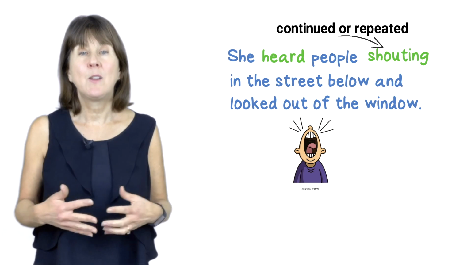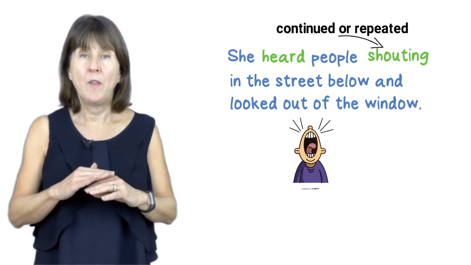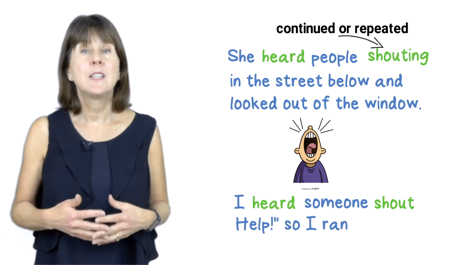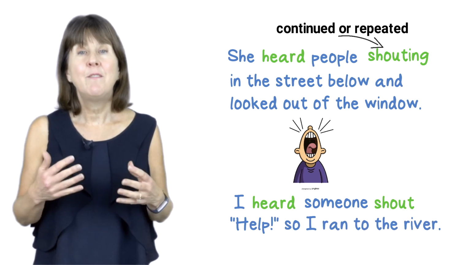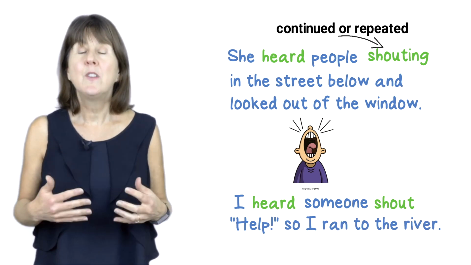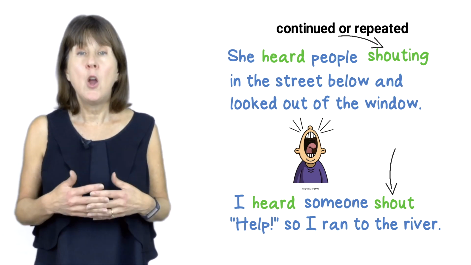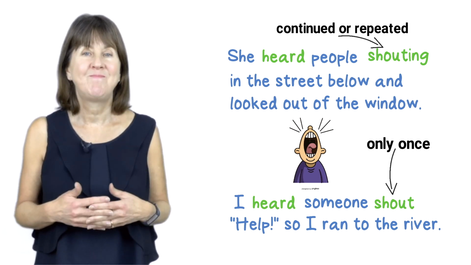Whereas when you use the infinitive without to, here, I heard someone shout help, so I ran to the river. The infinitive without to emphasizes the whole event. The person probably only shouted once.